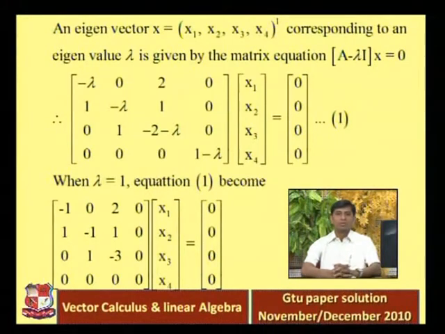0, 2, 0, 1, minus 1, 1, 0, 0, 1, minus 3, 0, and then 0, 0, 0, 0. Okay, so the fourth row becomes 0. Now we try to convert this matrix.